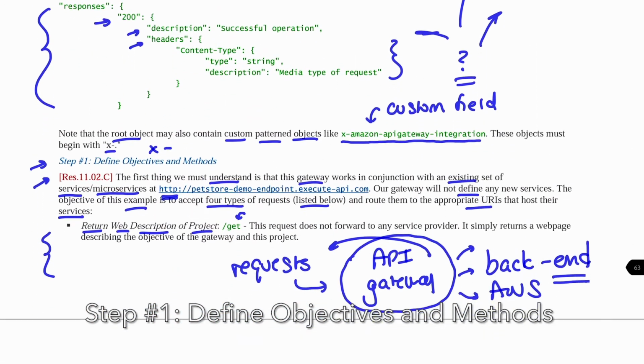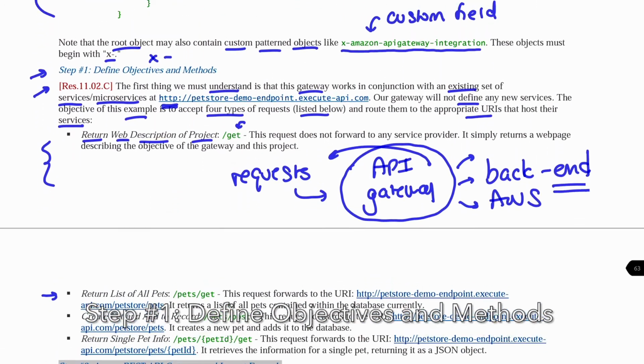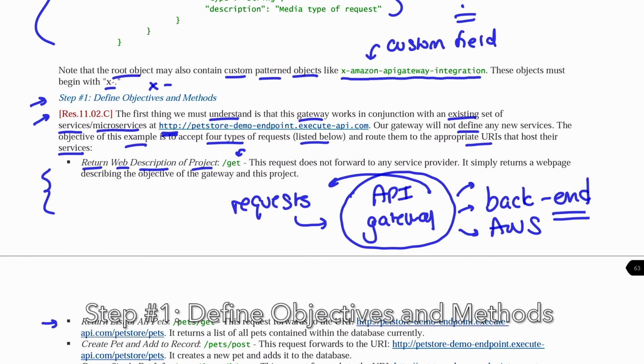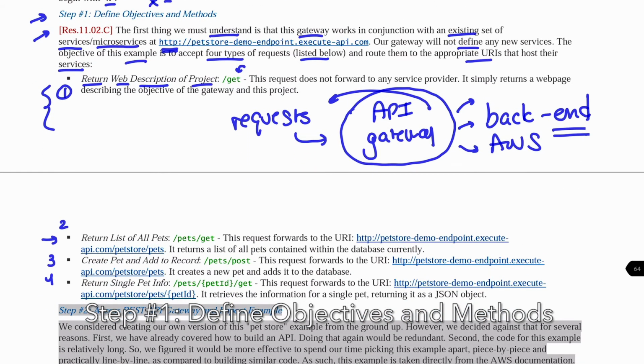So I'm not going to go too much into the way that the back end works because that's not really the objective. However, you'll see when we look at these 1, 2, 3, 4 paths that they correspond to these functionalities or objectives that are relevant to this pet store example. Okay. Next, we return a list of all pets.